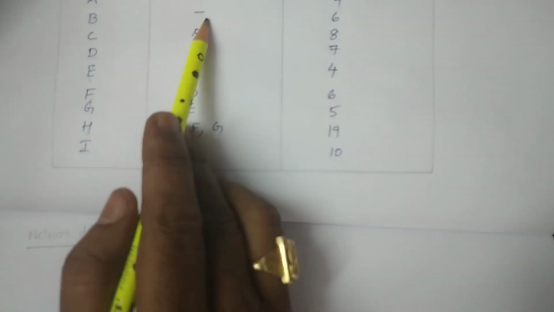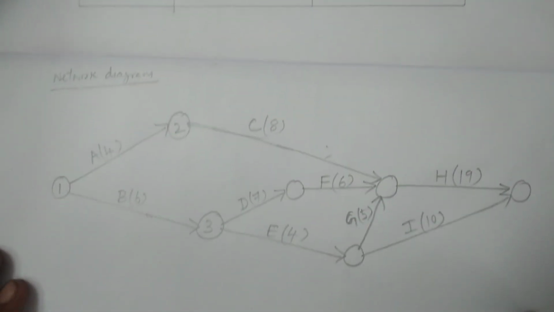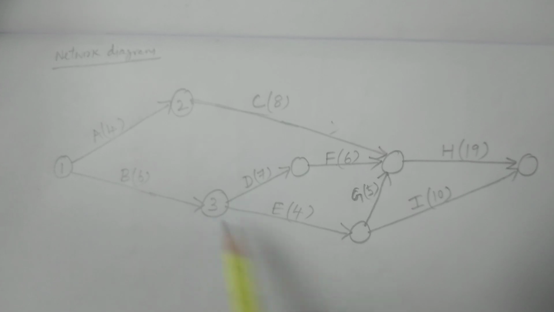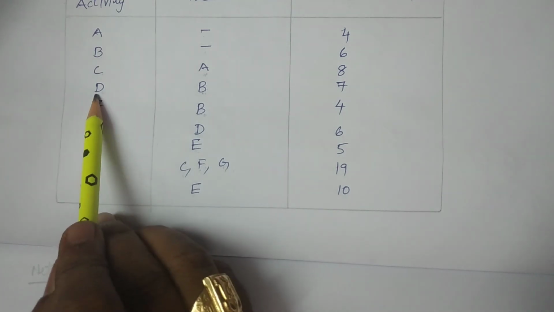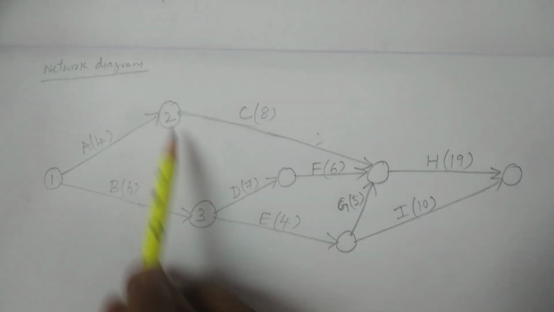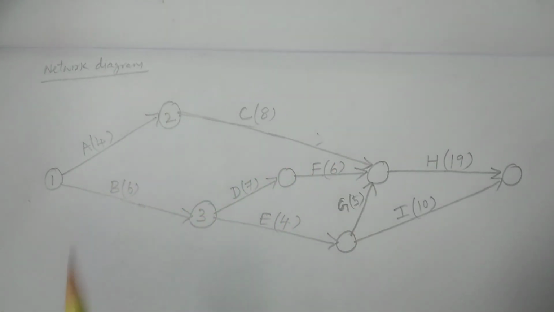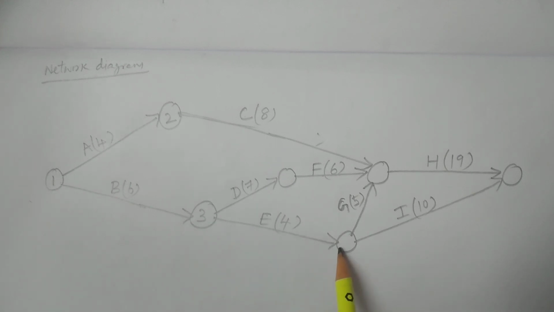Before A and B, there are no activities. So therefore, predecessor activities are not there. You see here we have constructed in this way A and B, and then before C, A should be finished. Before D, B should be finished. Before E, B should be finished. That is after B, D and E activities are going to be started. That is D is directed here and E is directed here.